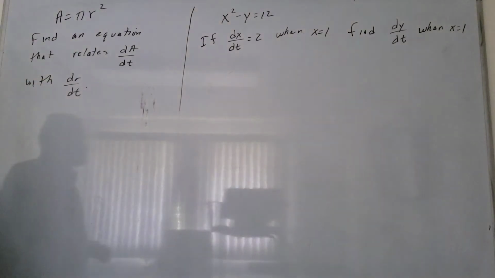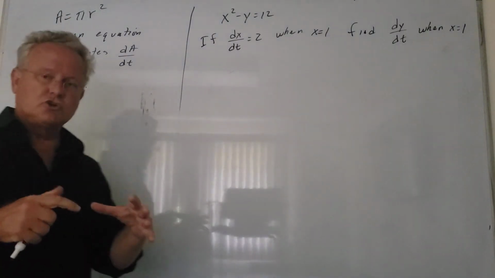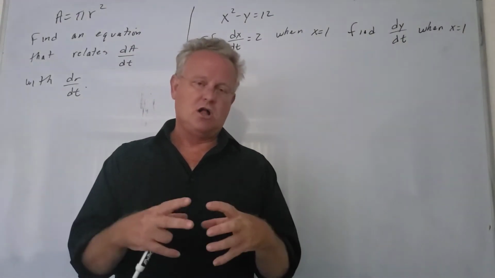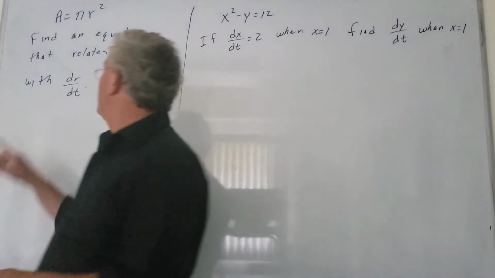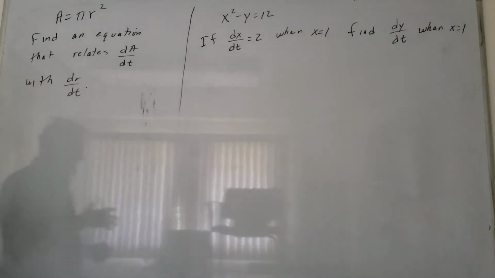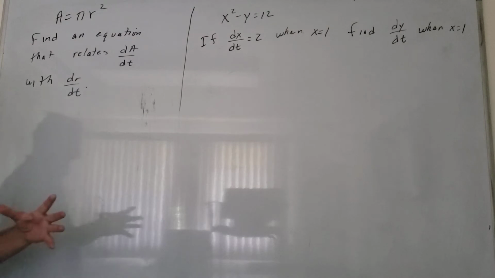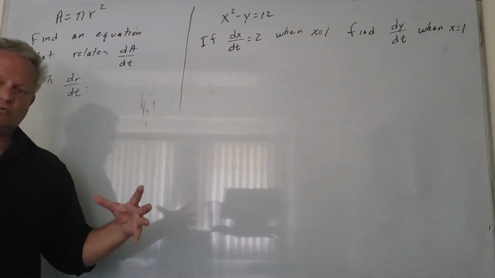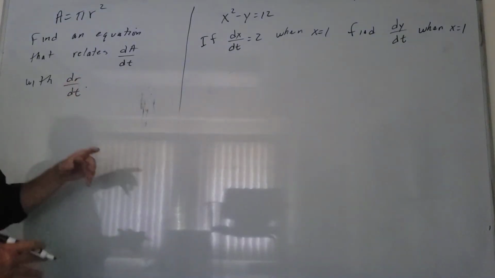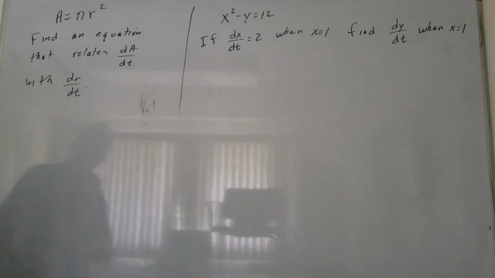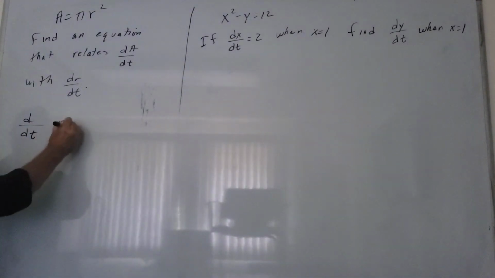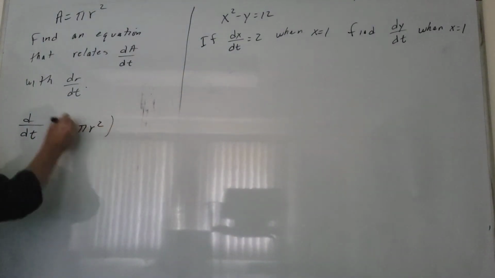The area of a circle is pi r squared. Now let's say a circle is changing, it's getting bigger or smaller with time. In other words, we're taking the derivative with respect to time. And we want to know what is the rate at which the area is changing in terms of the rate at which the radius is changing. Well, we just take the time derivative of both sides of this equation.